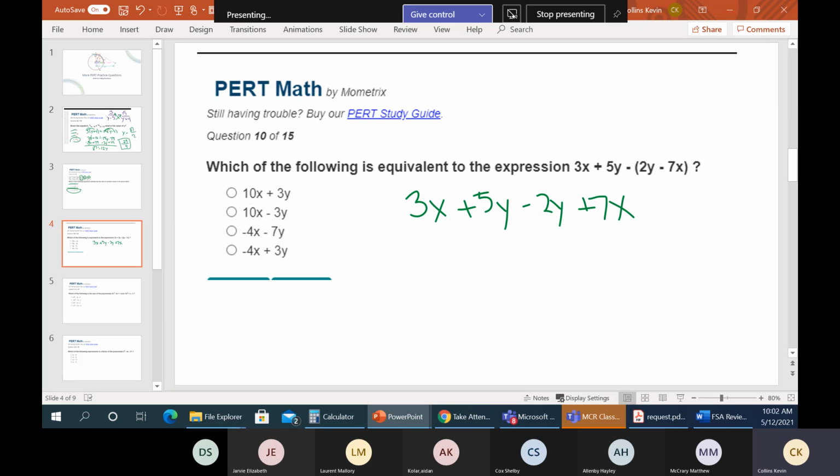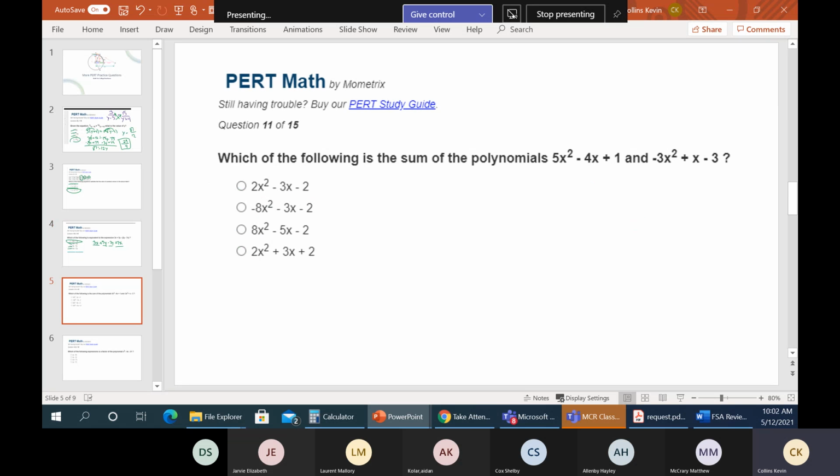Okay, so we are vibing on A. That's cool. So we've got 3 and 7, that's 10, so these are out. And then we've got 5 minus 2 is positive 3, so yeah, that's our answer. Good. All right, next up. So this is also combining like terms.